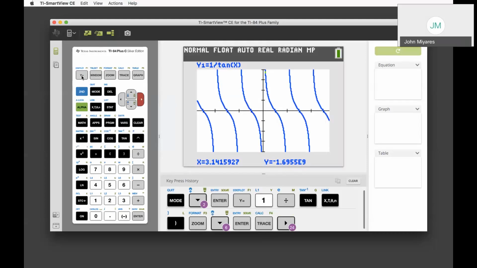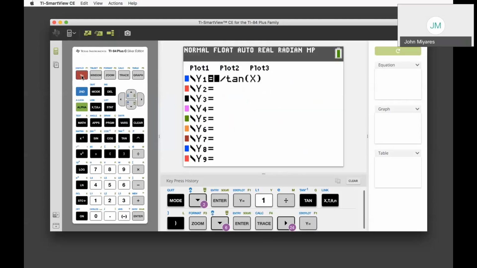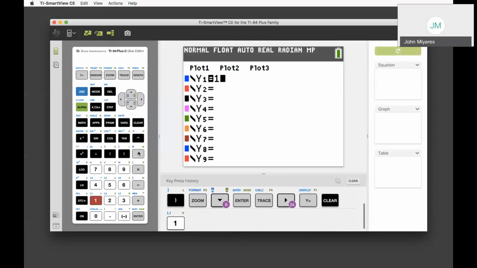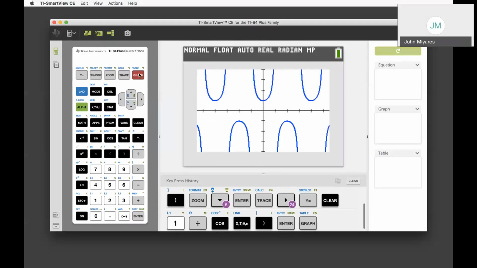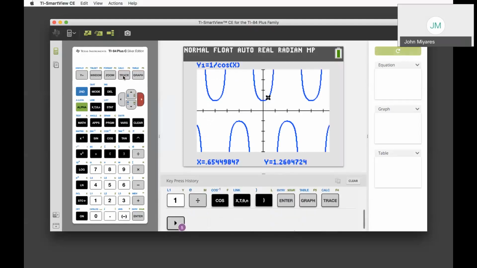The secant is the reciprocal of the cosine. So I'm going to clear this out. I'm going to say it's 1 divided by the cosine of x. And I will hit enter, and I'm going to graph that. And there is my secant graph. Again, if I hit the trace button, I'm at 0, 1. And then I can use the arrow keys to go up. It will reappear over here and go down, and then reappear over here and go back up.